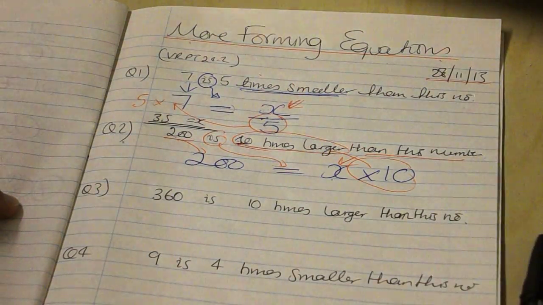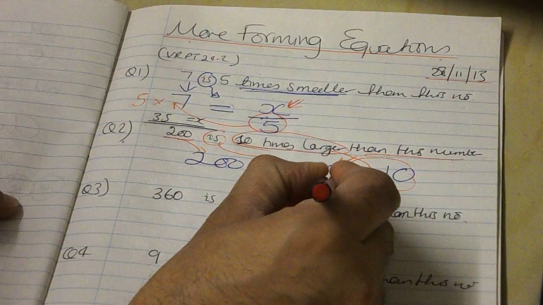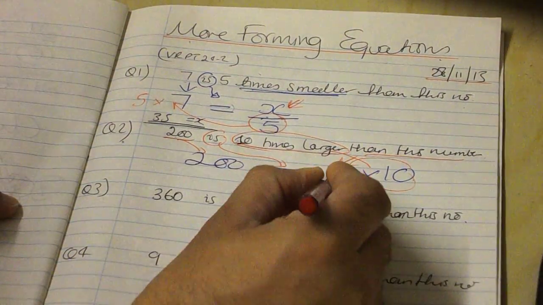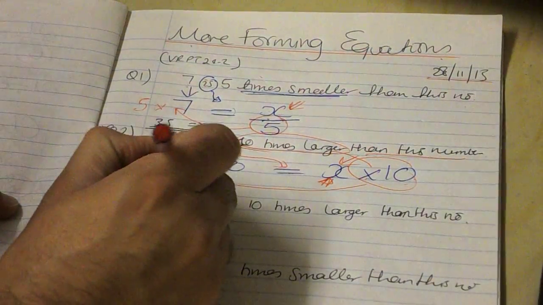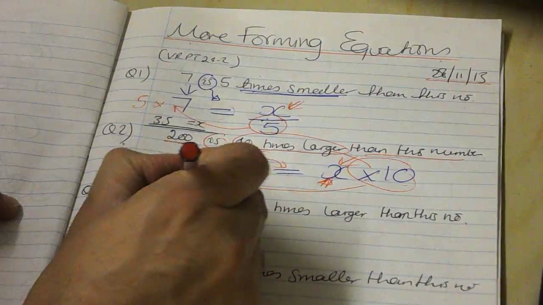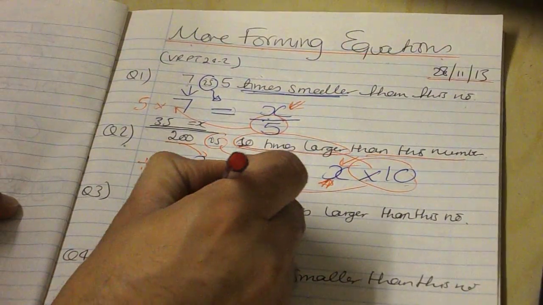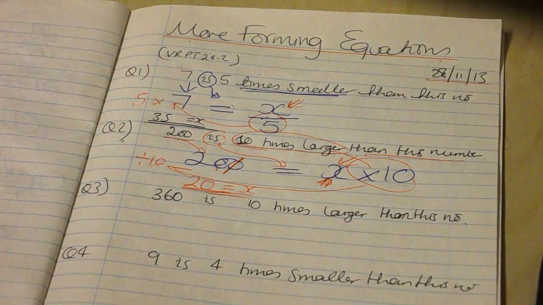Okay, now we need to solve it. So we start at the x. So 200 is x times by 10. Opposite of times by 10 is divide by 10. So 200 divided by 10, we knock off a 0. So the final answer is 20 is equal to x. Okay, you look happy with that?